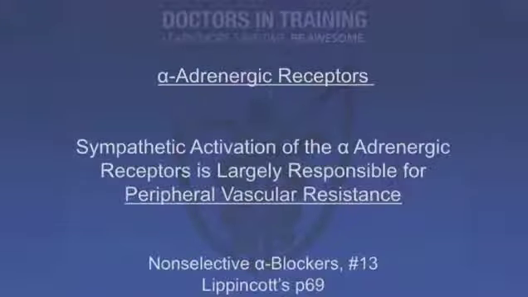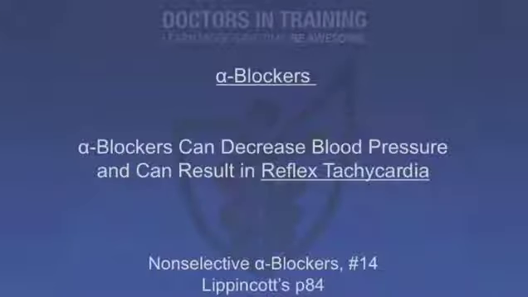So in general, sympathetic activation of the alpha adrenergic receptors is largely responsible for peripheral vascular resistance and thus blood pressure. So these really help clamp down the tone in your extremities. So by blocking alpha adrenergic receptors, these agents can profoundly decrease blood pressure. Now, the lowered blood pressure can then result in a reflex tachycardia.